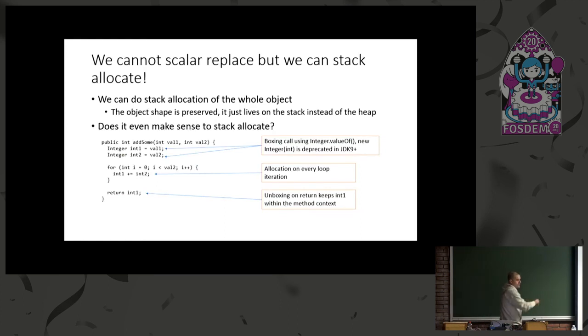Now, this is what we actually came up with. Say, well, we don't actually have to scalar replace it. What if we actually allocate it, but allocate on the stack? So the object shape is preserved as it typically was, and it just lives on the stack just like the primitive, with a little bit of extra stuff. It has a flags field, it has a class pointer, everything you normally would expect from an object.